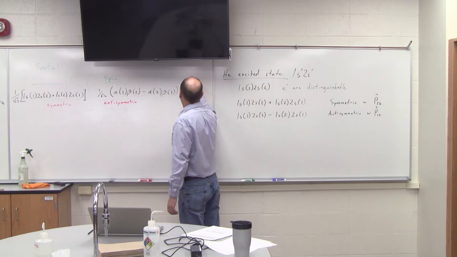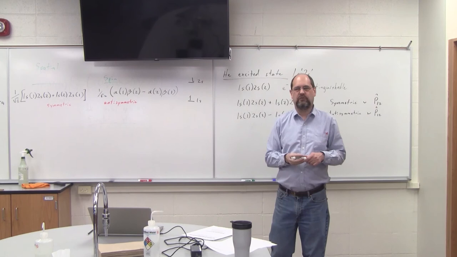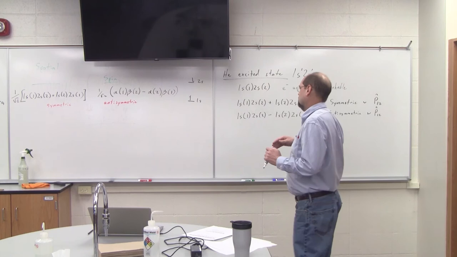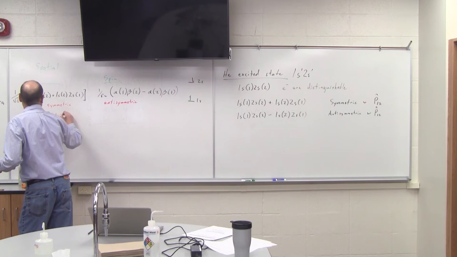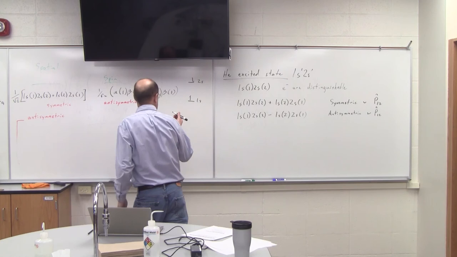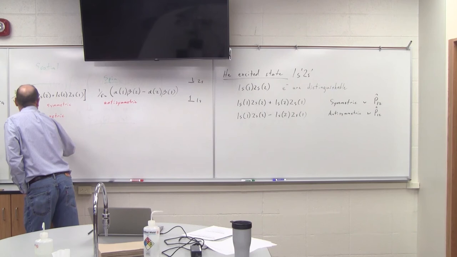That very simple notation would look like this. The simple notation breaks down for one of these pieces that I've got. What about anti-symmetric? So if I look at the ones below here, these are all going to be anti-symmetric. And these will be 1 over root 2, 1s(1), 2s(2), minus 1s(2), 2s(1).